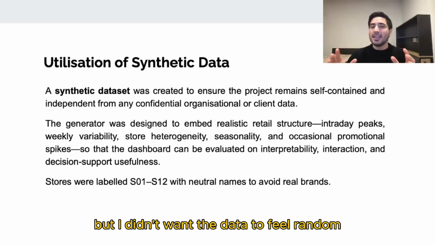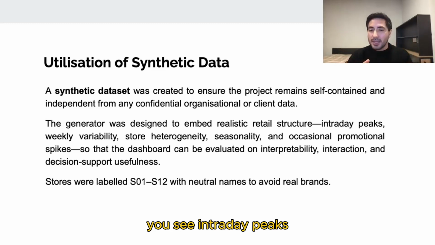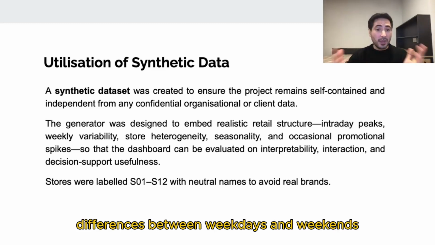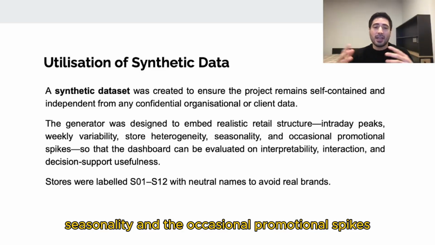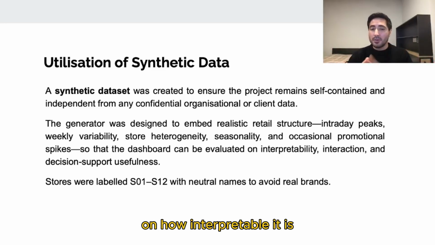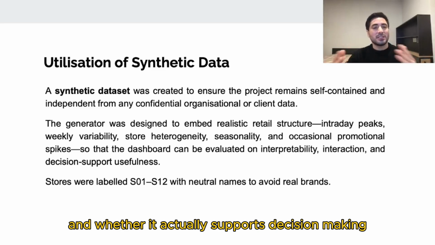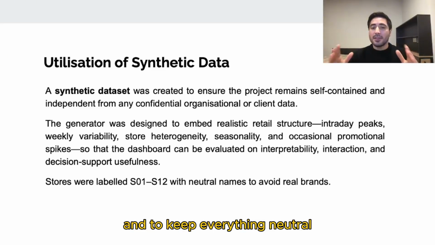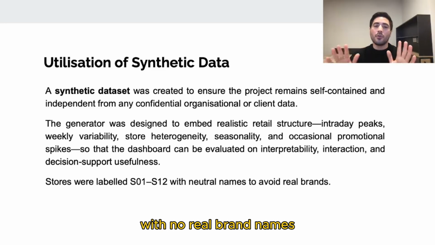But I didn't want the data to feel random. I designed the generator to behave like real retail traffic. You see intraday peaks, differences between weekdays and weekends, clear differences across stores, seasonality, and the occasional promotional spike. That way, the dashboard can be assessed properly on how interpretable it is, how well the interactions work, and whether it actually supports decision making. And to keep everything neutral, the stores are labeled from 1 to 12 with no real brand names.